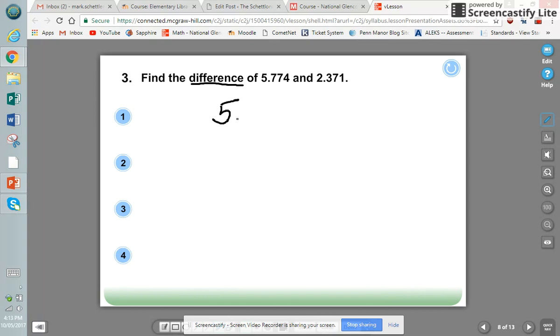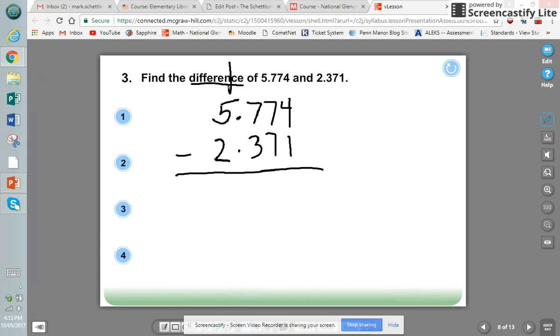5 and 774 thousandths, minus 2 and 371 thousandths. I set up the problem by lining up the decimals, and all of my units are lined up appropriately too: ones, tenths, hundredths, and thousandths.